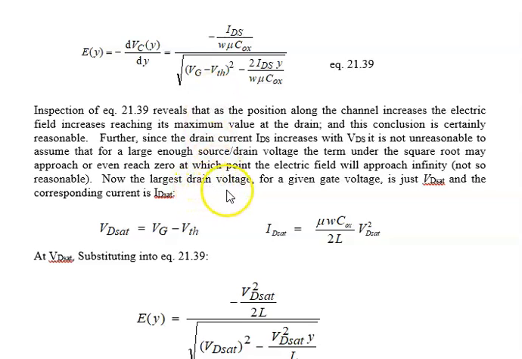Now, the largest drain voltage, of course, is VDS, and that in saturation is just VDSat. The definition of VDSat, I probably should have had 3 lines here, is just VG minus V threshold, and IDSat is the famous square law, which we've seen quite a number of times, given by this expression here.